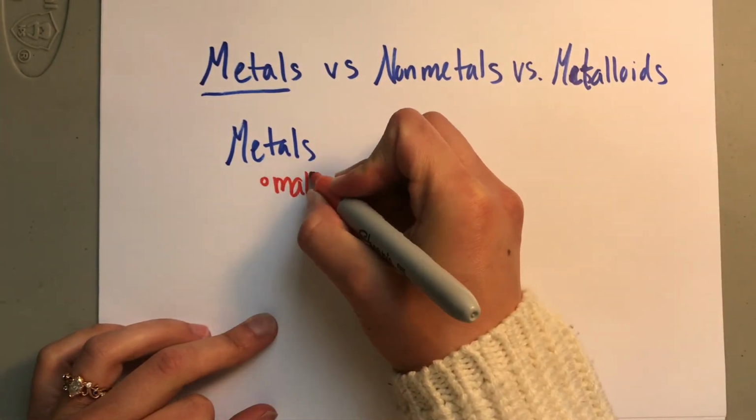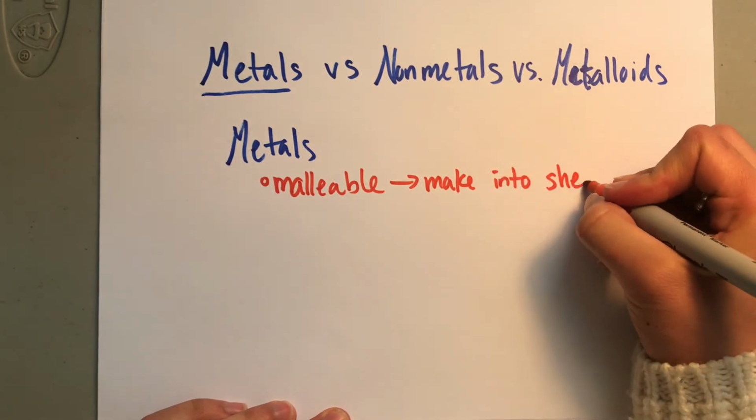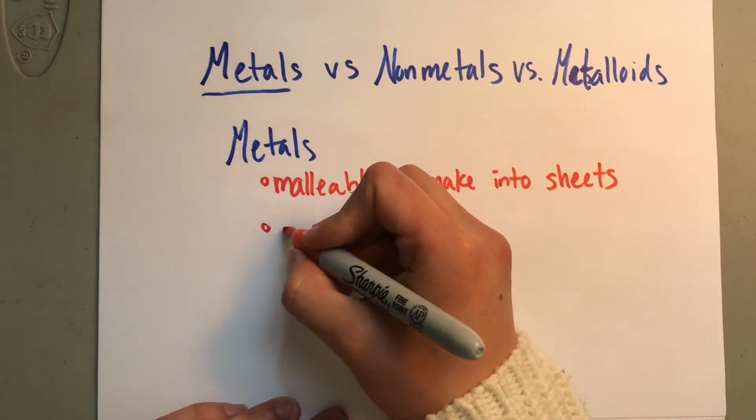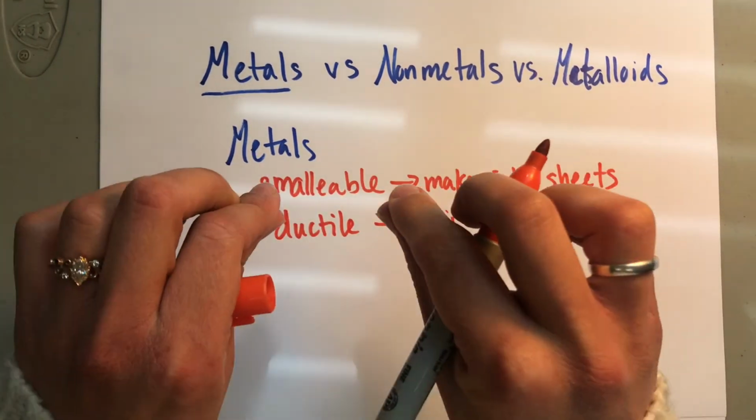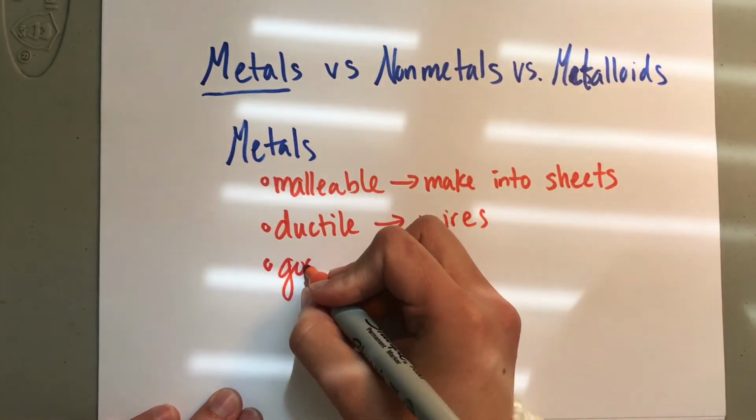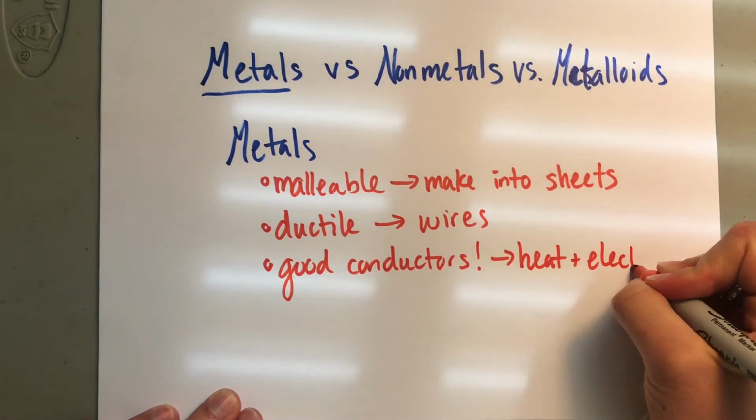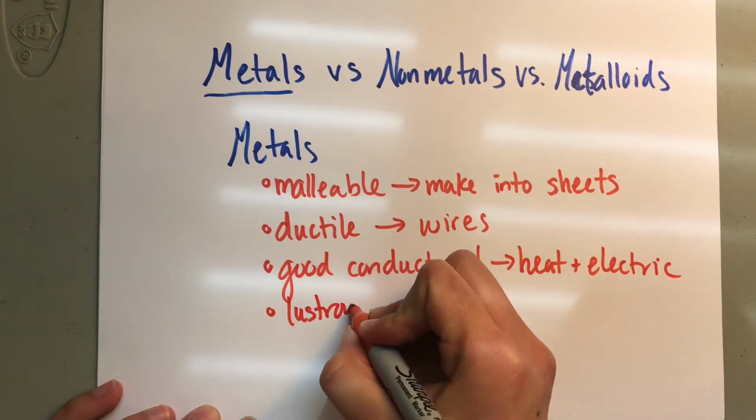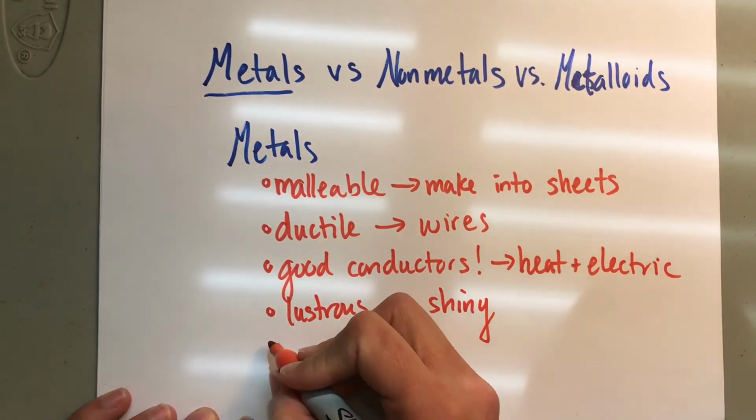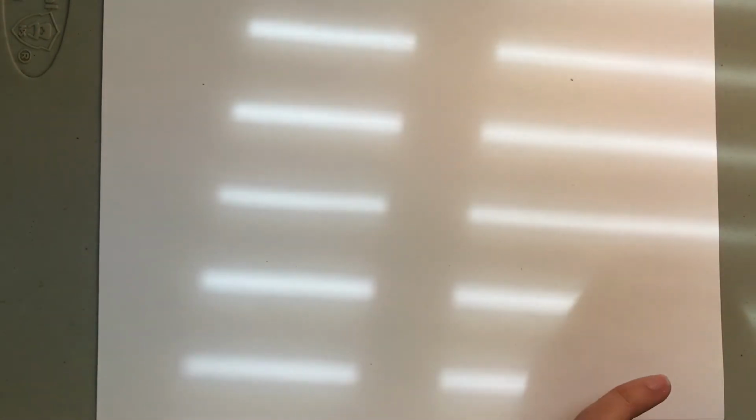Metals have a few properties. They are malleable, which means they can be made into a thin sheet, sort of like stamped down into a sheet. And then we have ductile, which means they can be stretched into long wires. They are also good conductors. They can conduct electricity as well as heat. That's why it's dangerous to touch a hot spoon if it's been sitting in hot liquid, because it conducts all the heat up to your hand. They are lustrous and shiny, which we have probably observed in life, and they are solid at room temperature.